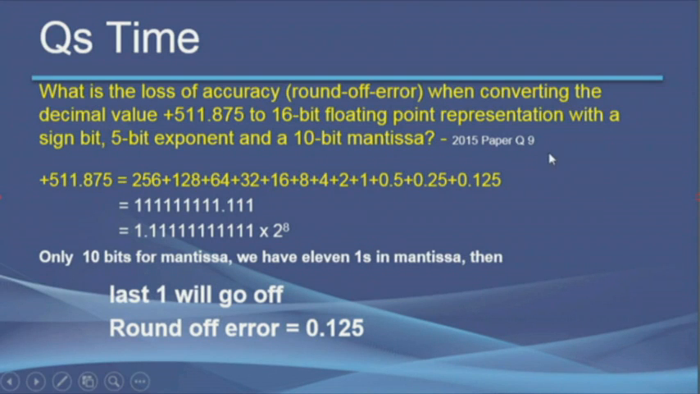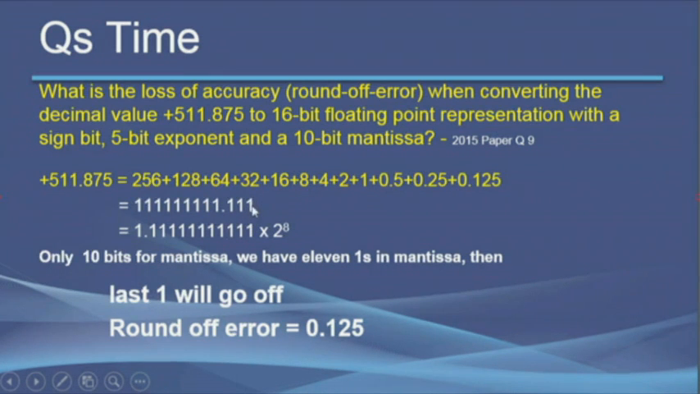There is a question. This is the 2015 question number 9. They are asking, if we represent this by 16 bit floating point representation, what will be the round off error? So this is the answer. You can see we have simply done the math and come up with the number, and we have 11 ones here, which means we cannot have all the 11 numbers there, because we have only a 10 bit mantissa. So we neglect the last one, the 11th one.